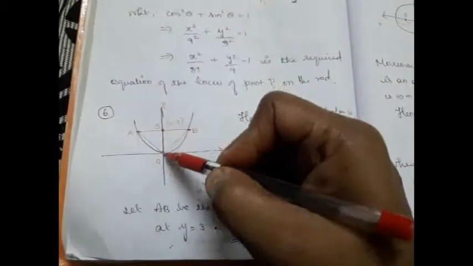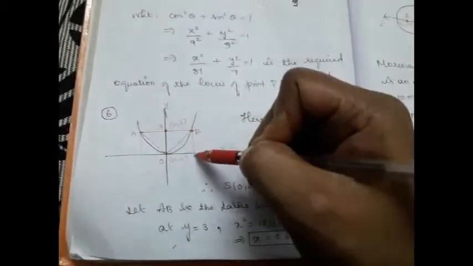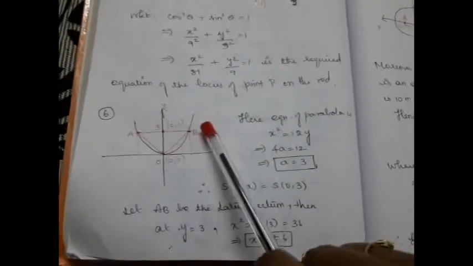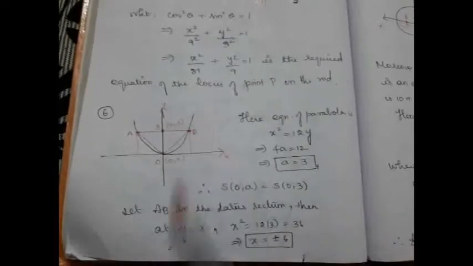Now they asked you to find the area of this triangle. Already we know one vertex is at the origin 0, 0. If we find the coordinates of A and B, we can find the area of this triangle. So how to find the coordinates of A and B? Clearly, since it is 3, this distance is also 3. Therefore the y coordinate is 3. So at y equal to 3, what will be the value of x? We substitute in the parabola equation, and we obtain the x value is plus or minus 6. Therefore, the coordinates of A and B are 6, 3 and minus 6, 3, right?